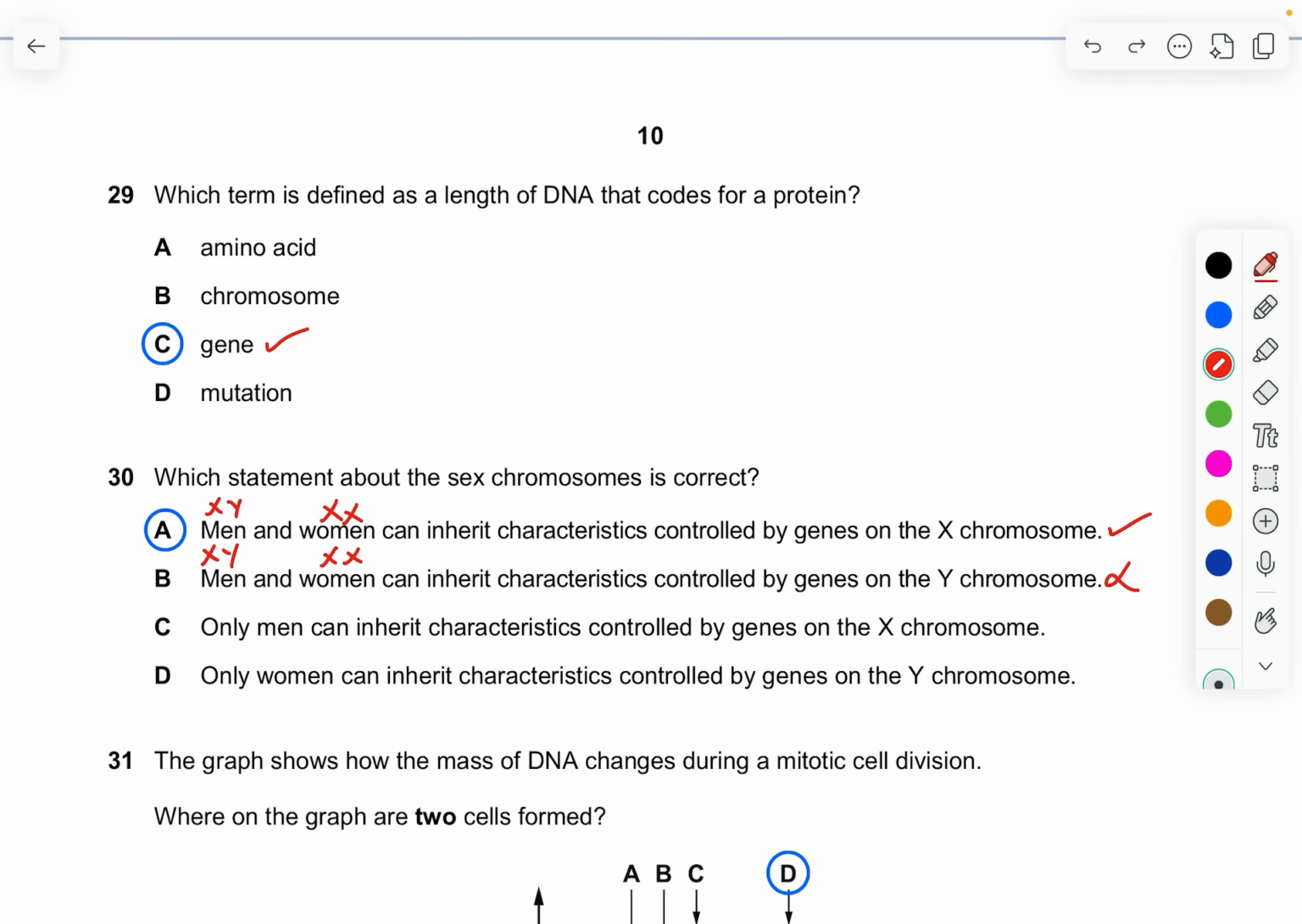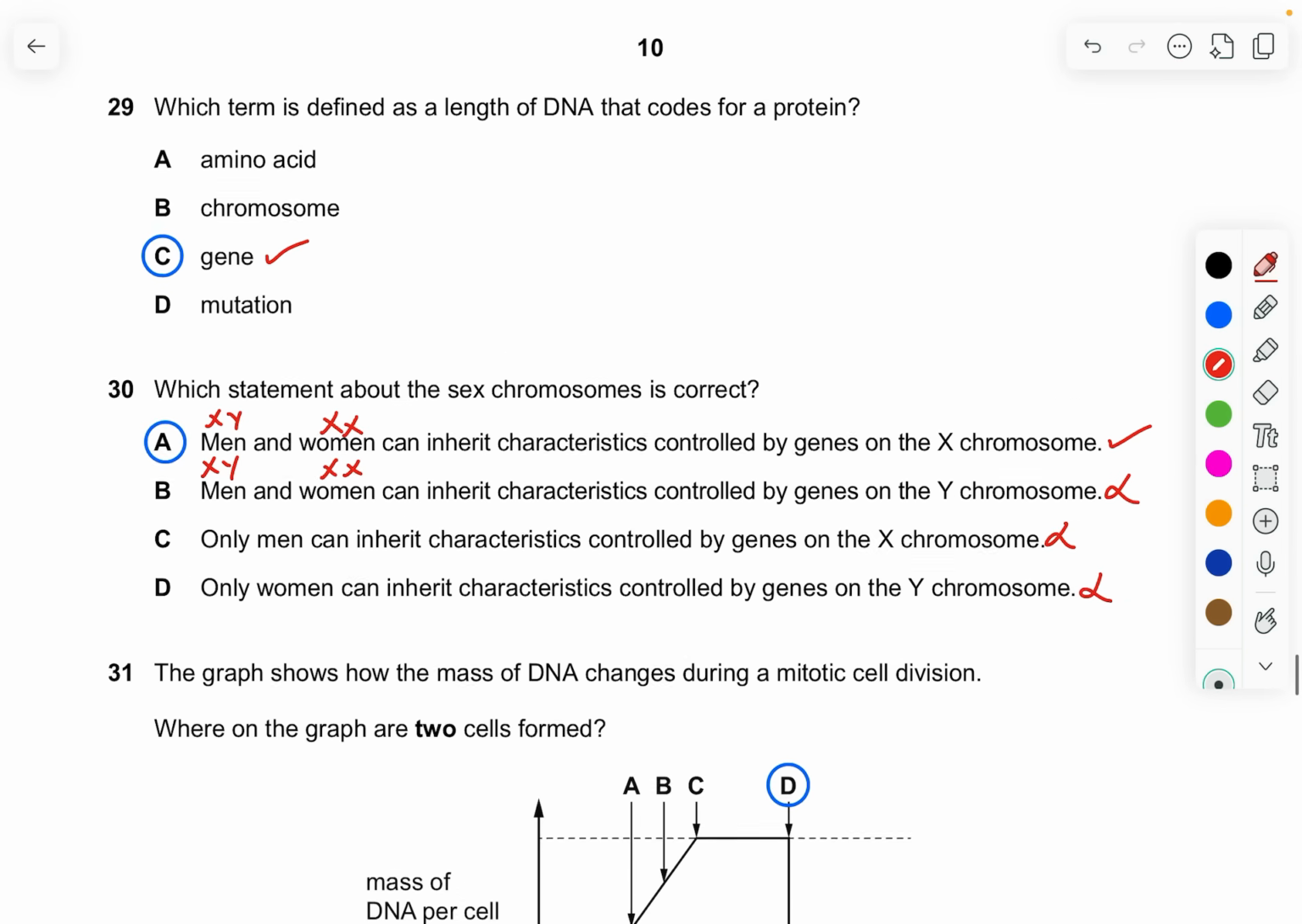Only men can inherit characteristics controlled by genes on the X chromosome. Wrong. Women can also because they have XX. Only women can inherit characteristics controlled by genes on the Y chromosome. That is also incorrect. It's only men that can do that.